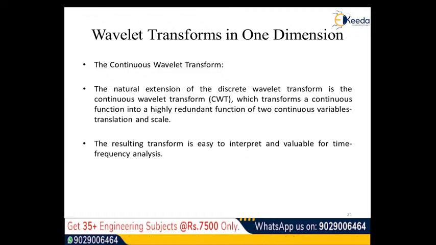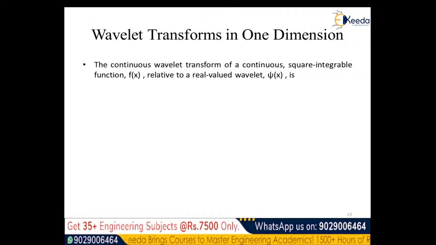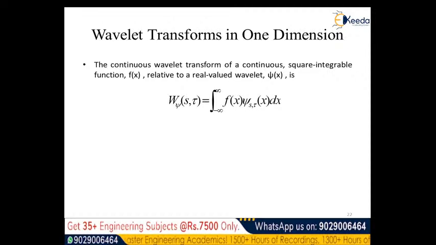Now the continuous wavelet transformation we are discussing is for a continuous and square integrable function, the usual notation f of x, relative to a real valued wavelet function psi of x. Mathematically it will be described as capital W suffix psi as a function of s comma tau. It is the integral from minus infinity to infinity of the product of f of x with psi as a function of x, with suffix s comma tau, dx the differential.